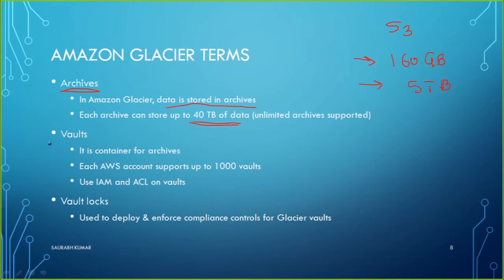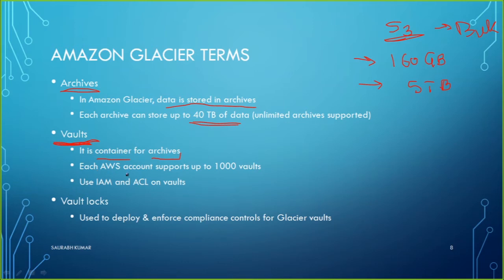There is a term called vaults. If I compare with S3, in S3 what do we create? We create a bucket. What is a bucket? A bucket is a container which contains your files, your data, your objects. Similarly, here we have the term called vaults. A vault is a container which is going to contain your archive files.